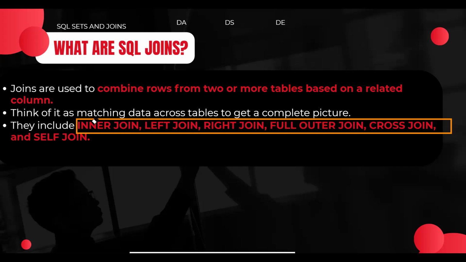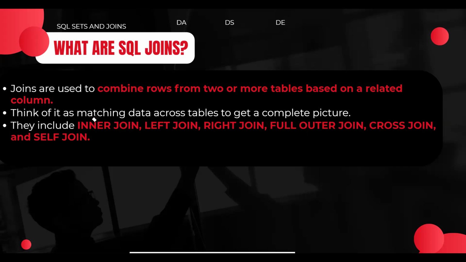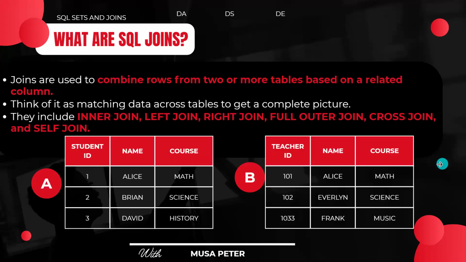So we are still going to use our two tables, that is table A for students and table B for teachers. So we are going to be starting with the first one, which is inner join.